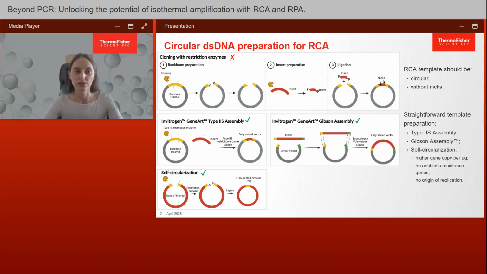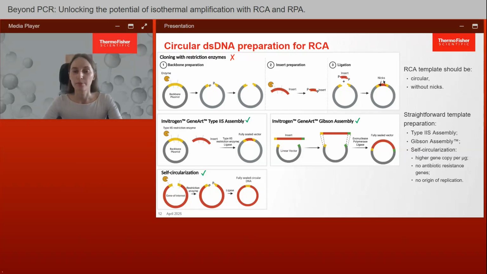But to avoid this issue, we can use an alternative method, such as type 2S assembly, also known as Golden Gate assembly. And in this method, both backbone and insert are digested and ligated simultaneously without additional dephosphorylation steps, resulting in a fully sealed vector suitable for RCA reaction. Gibson assembly is also an excellent option. This method uses linearized vector and inserts with 20 to 40 base pair overlapping ends.